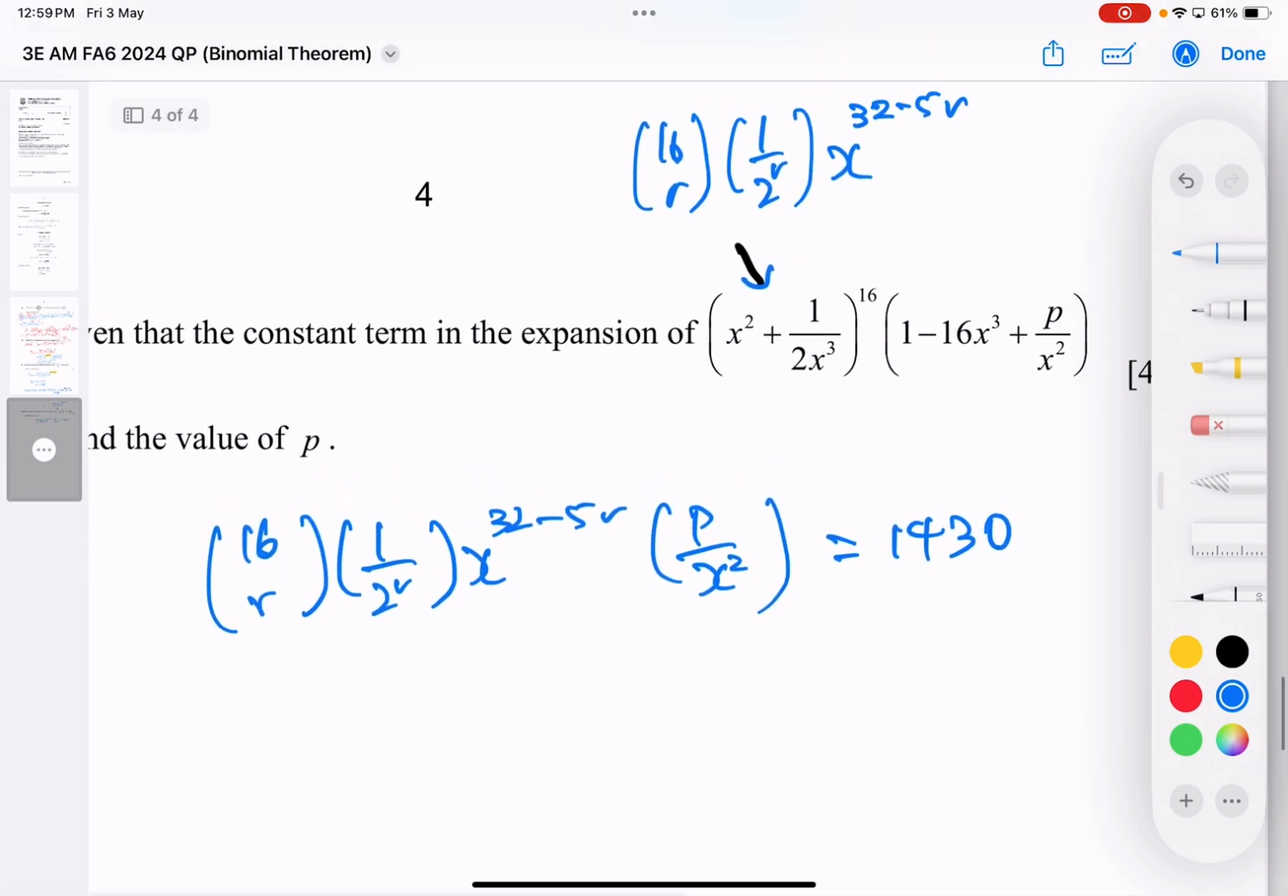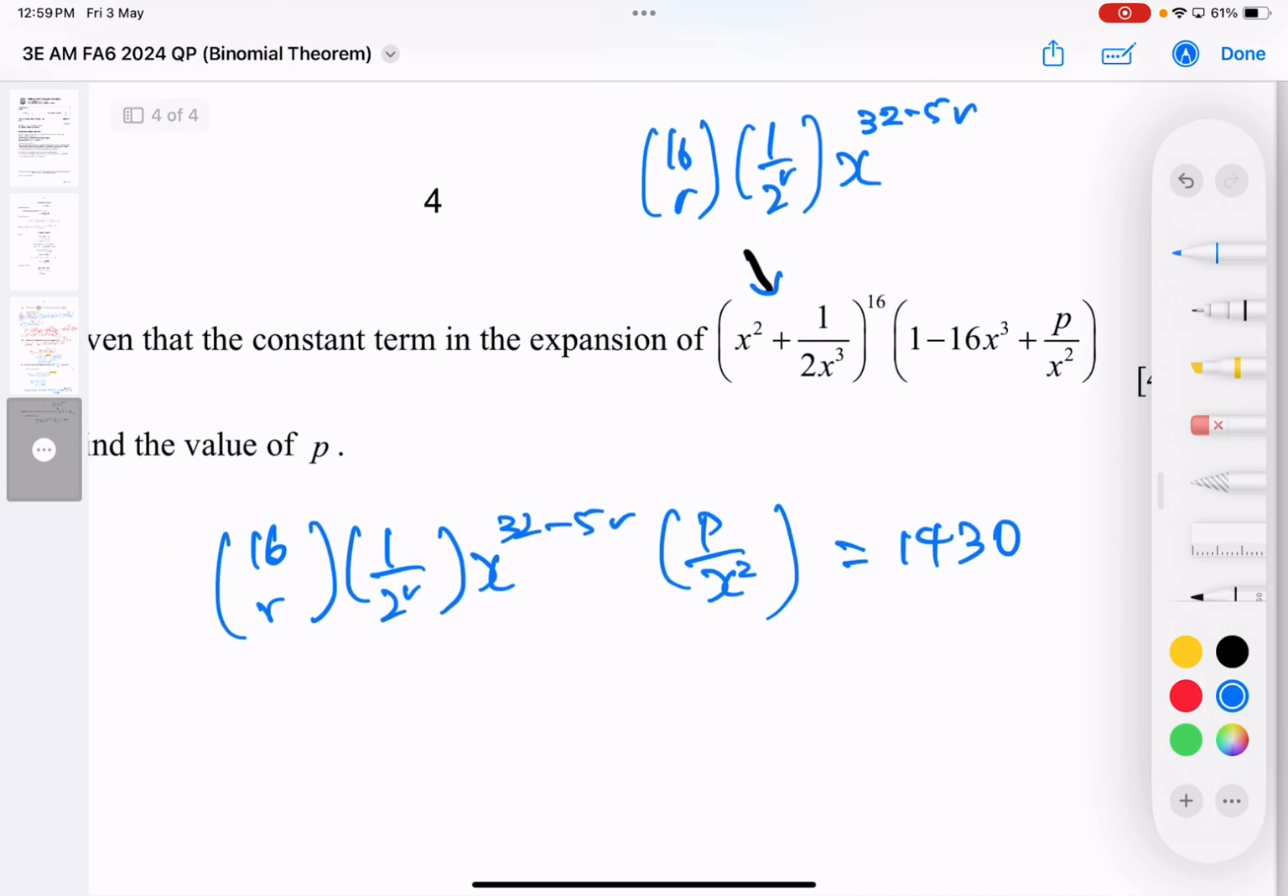Because I know that this whole term is the same as this. But I cannot multiply by 1, because if I multiply by 1, it will not give me a constant. I cannot multiply by this also because it gives me a negative number. So the only possibility is I take this and multiply by this, and this will give me the constant 1430. Okay, so let us try to simplify things.